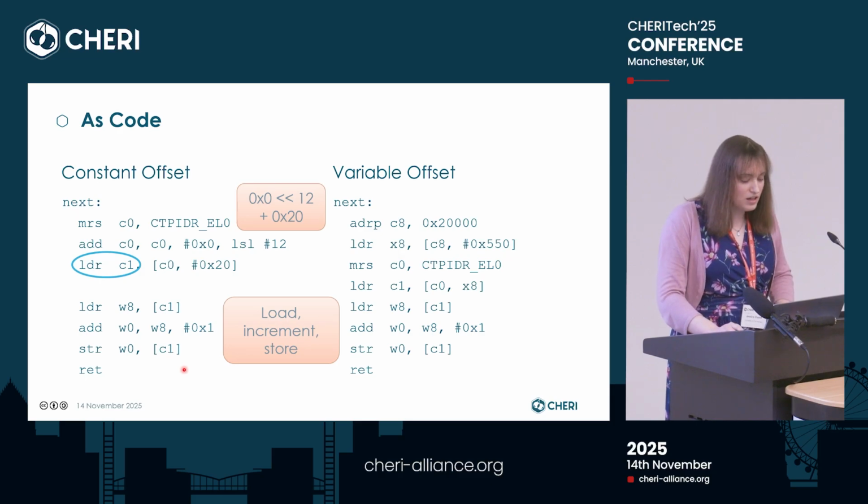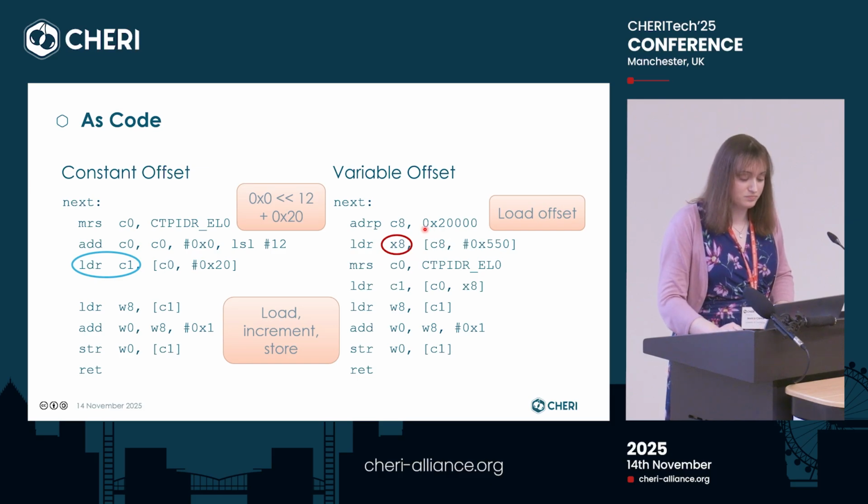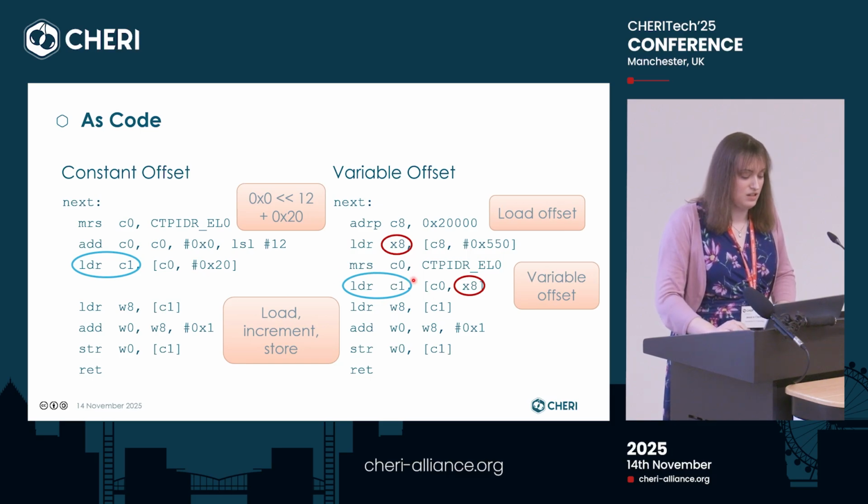In the variable offset case, basically the same transformation again, right? We have to go to our GOT to find out our load offset, and then we apply that offset as a variable to get to our capability and load from that to get the bounded capability. And so we can sort of atom smash these two together and get a working model.